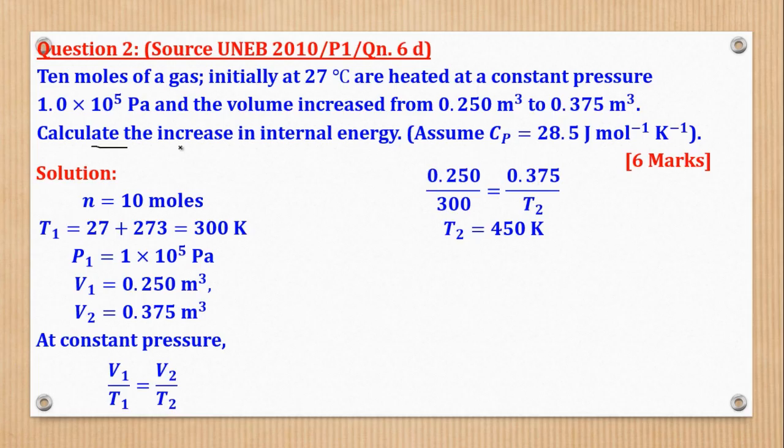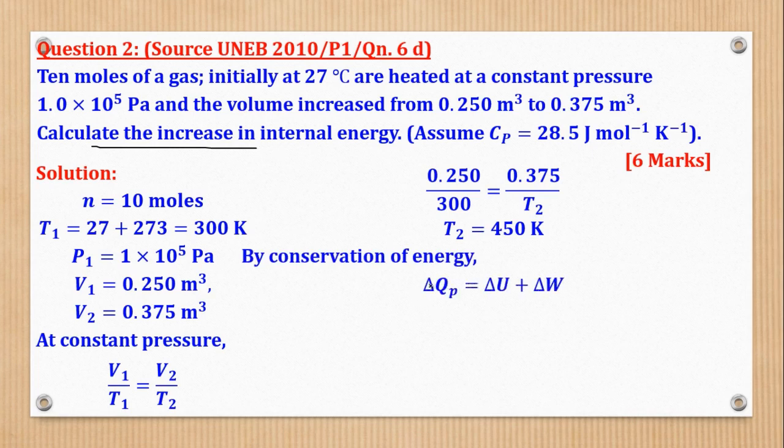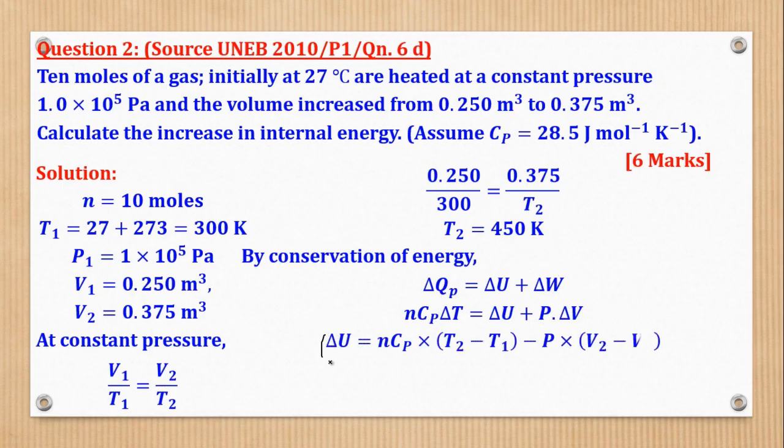But remember the question wants increase in internal energy. So by conservation of energy, we shall use QP, because they talked about constant pressure, is equal to delta U plus delta W. And we already know that QP is nCp delta T, and we already know that delta W is P times change in volume. So we shall come and make dU the subject. It gives us this, which is here, and this, which is here.